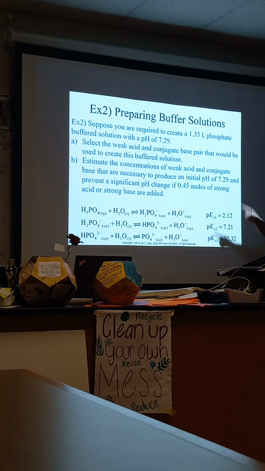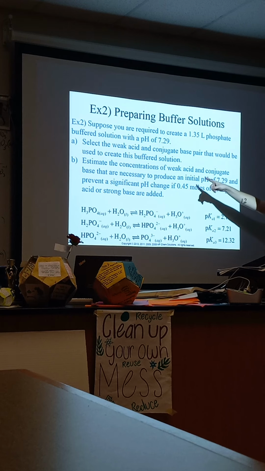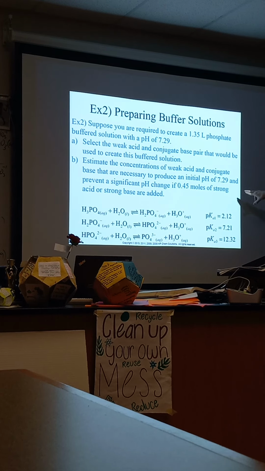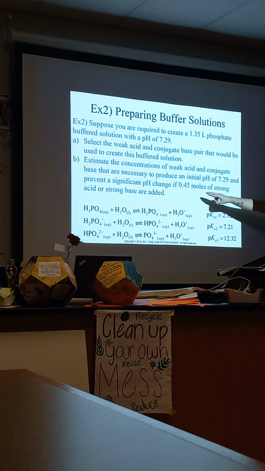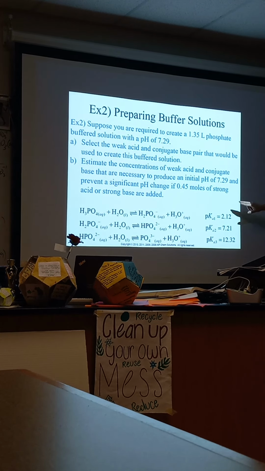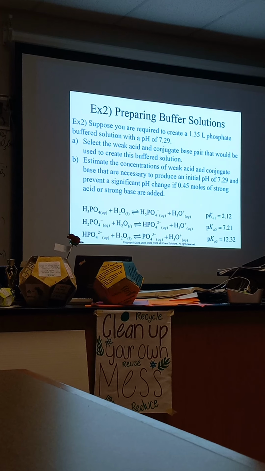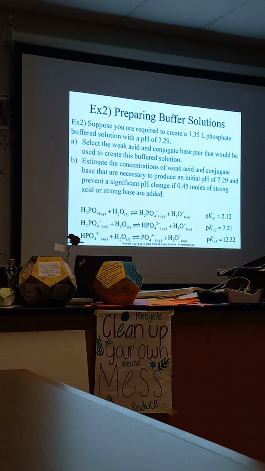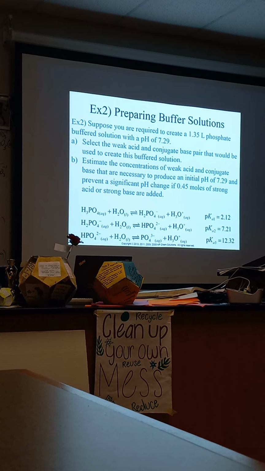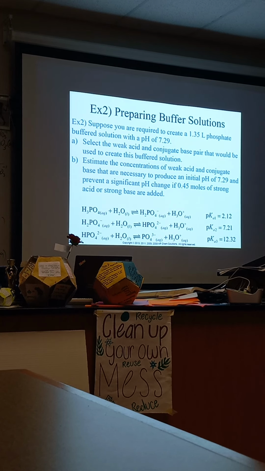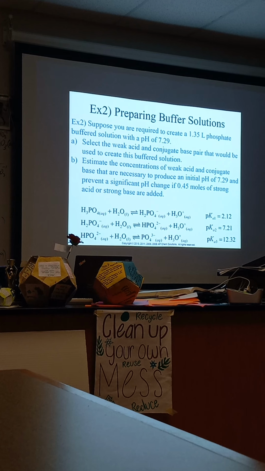Okay? Estimate the concentrations of weak acid and conjugate base that are necessary to produce initial pH of 7.29 and prevent a significant pH change if 0.45 moles of strong acid or base are added. So guys, it's gonna be just like we did before. Now that we have our pKa, we're gonna use the what equation? Henderson-Hasselbalch equation, which is on your reference sheet.